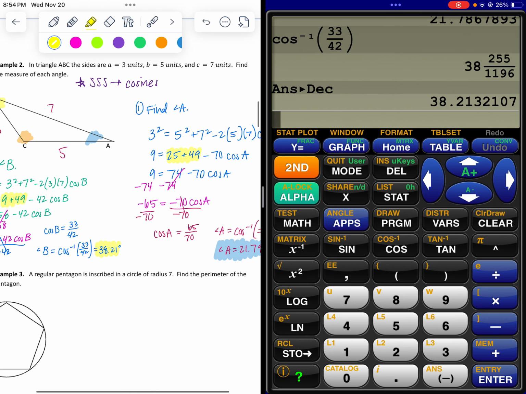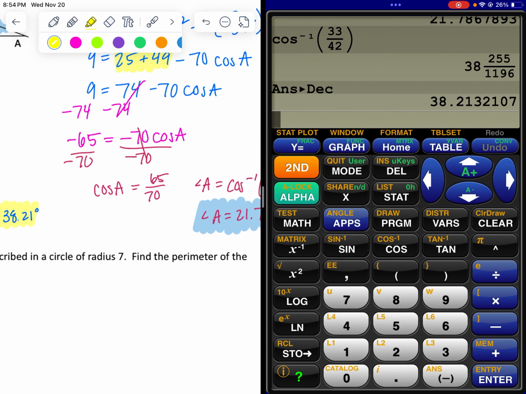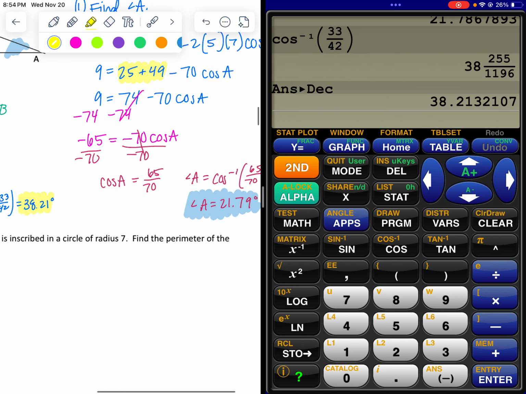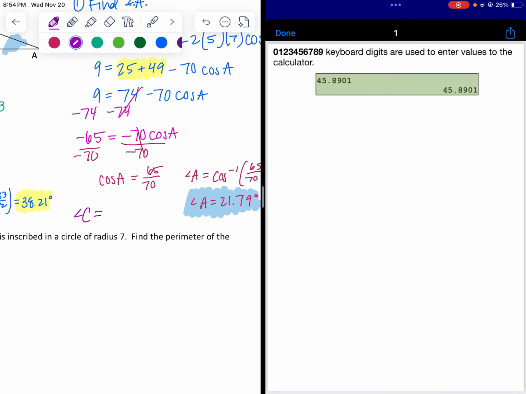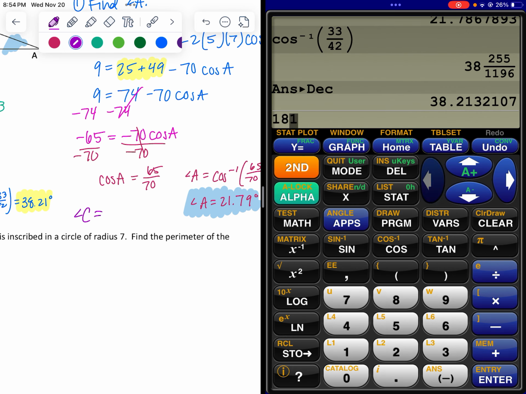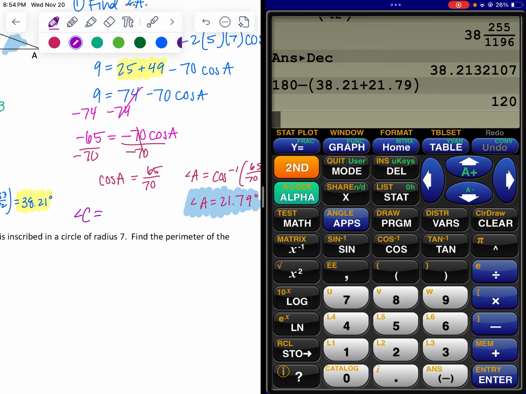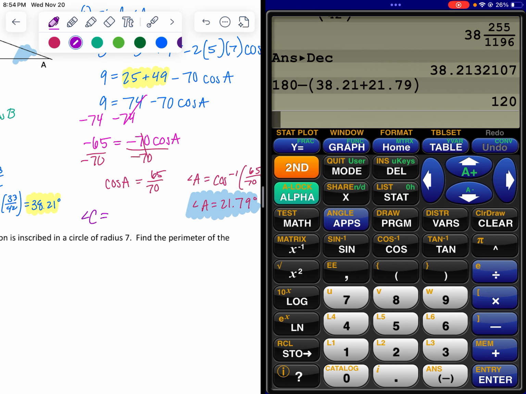We have to find angle C. Now you could set up an equation again, or we could just take the easy way out, where I take the sum of these and subtract that from 180. So I have angle C. I'm going to plug in my calculator: 180 minus the sum of 38.21 plus 21.79. And we get an even number, cool, of 120 degrees.